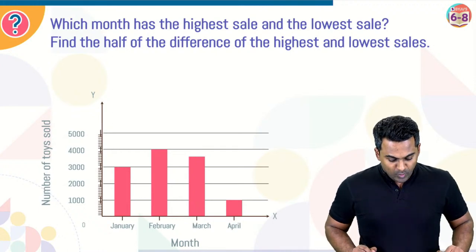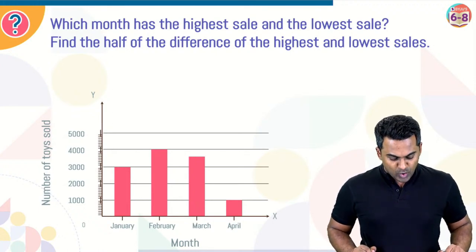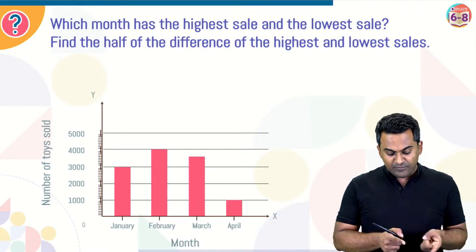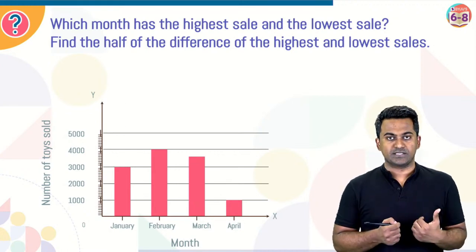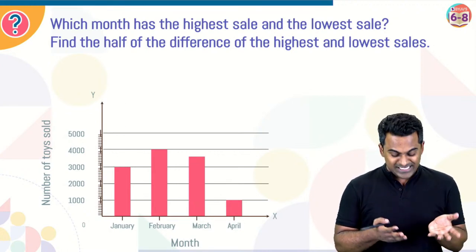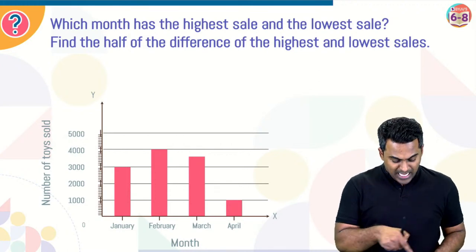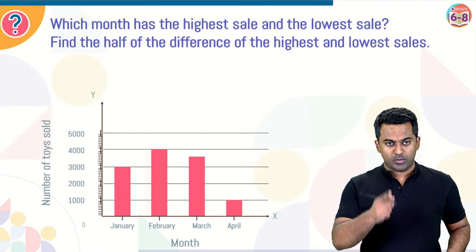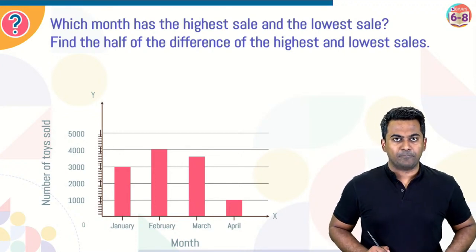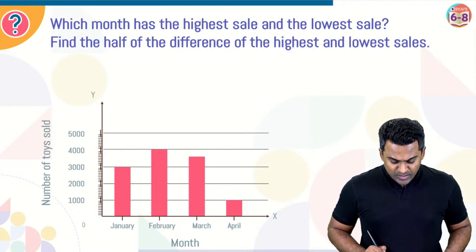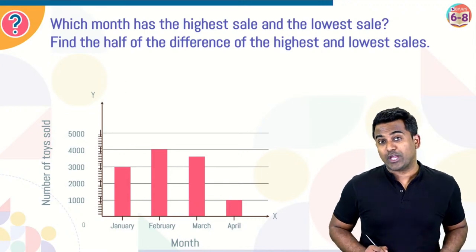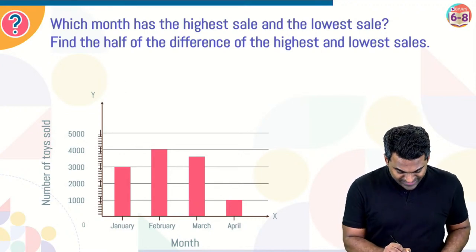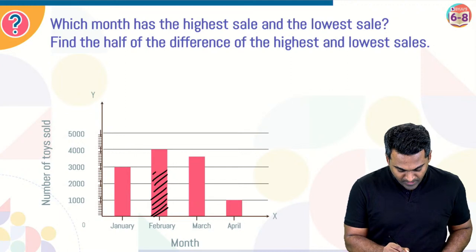Okay, your turn. Which month has the highest sale and the lowest sale? Find half of the difference of highest and lowest sales. So come on, first figure out the month which has the highest sale and the lowest sale. I hope the numbers are fairly clear here. Go ahead, type out your answers in the comments there. The month with the highest sale. So you're looking at the tallest bar. The tallest bar, well done. It's going to be February.